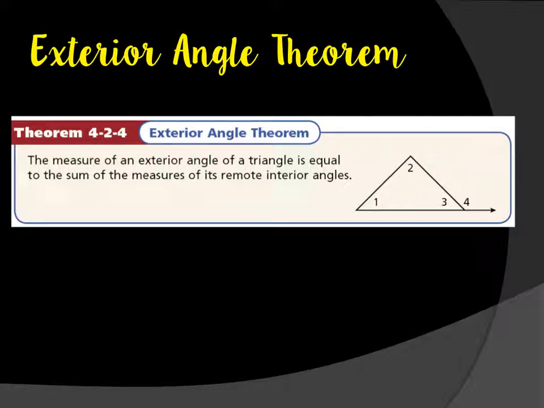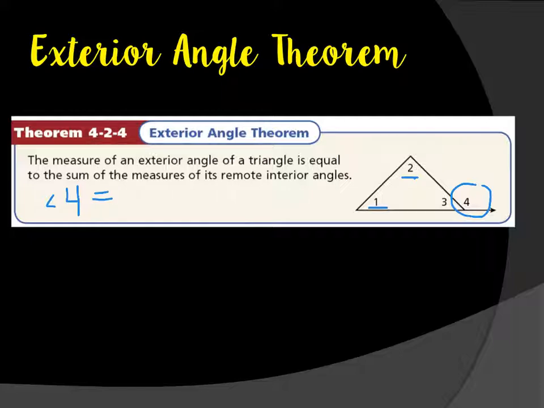Now we have the exterior angle theorem. The measure of an exterior angle of a triangle is equal to the sum of the measures of its remote interior angles. So what did we say the remote interior angles of angle 4 are? What are the remote interior angles? So the ones not adjacent to it. 1 and 2. So the measure of an exterior angle, which is angle 4, is equal to the sum of the measures of its remote interior angles.